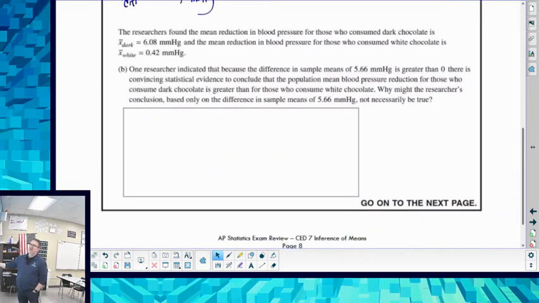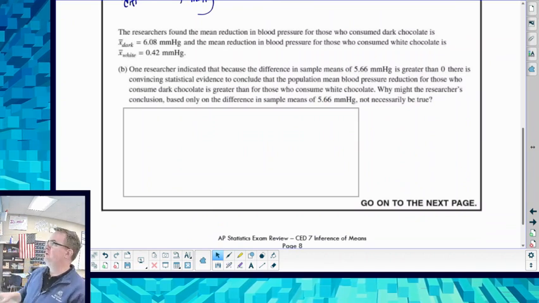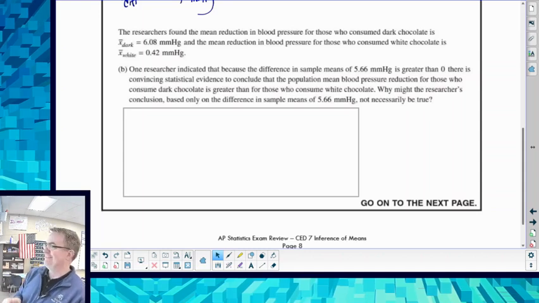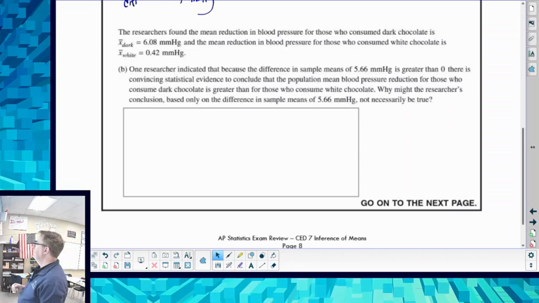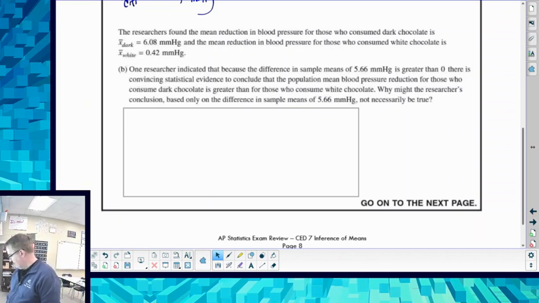Now the researchers found the mean reduction in blood pressure for part B, for those who consumed dark chocolate, is 6.08. White chocolate was 0.42. One researcher indicated that because the difference of the sample means is 5.66, that gives convincing statistical evidence. Why might the researcher's conclusion, based on only the difference of the sample means, not necessarily be true?